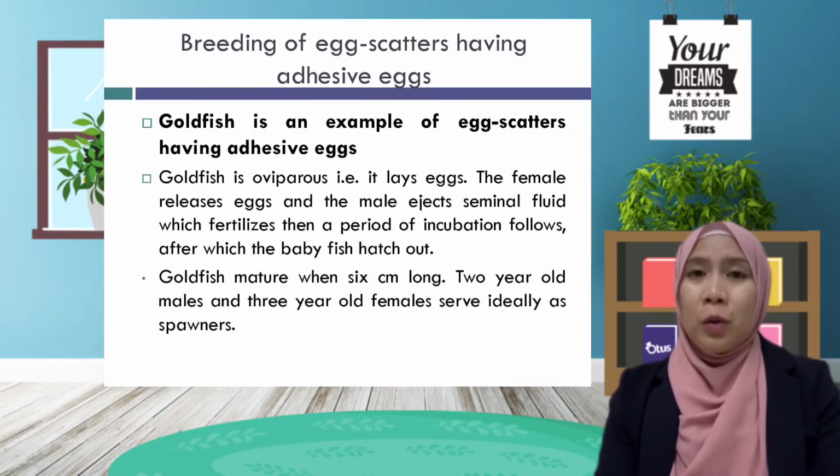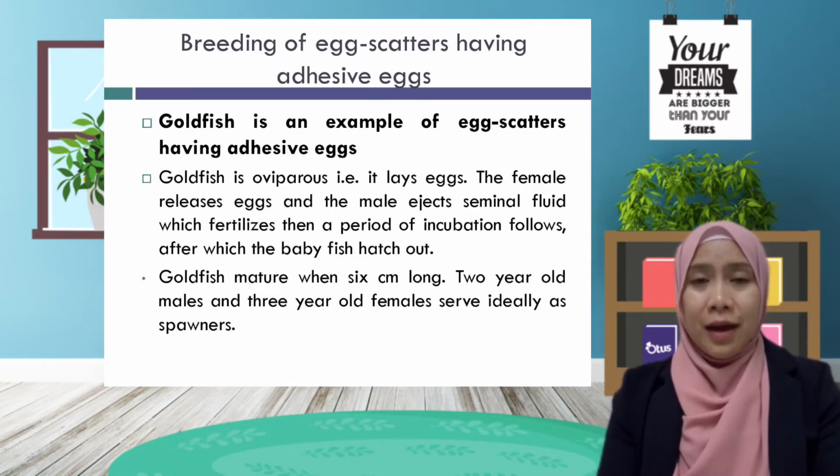Goldfish mature when 6 cm long. 2-year-old males and 3-year-old females serve ideally as spawners.